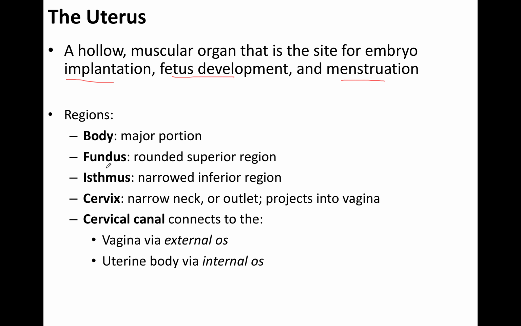The uterus is going to have a couple of different regions, just very similar to the stomach. A fundus, which is the rounded area; an isthmus, which is going to be the neck area; the body is the main area. The cervix is going to be where the isthmus is going to meet the vagina, and then you have these different cervical canals. One is going to be the external OS, the other is the internal OS. So basically where the vagina and the uterus meet, or where the body meets.